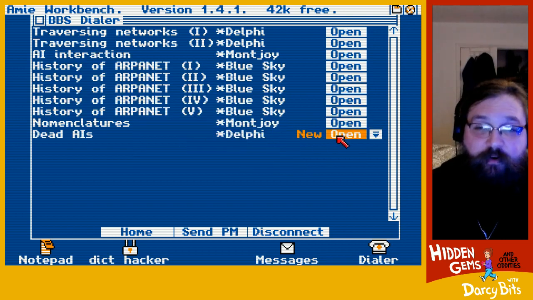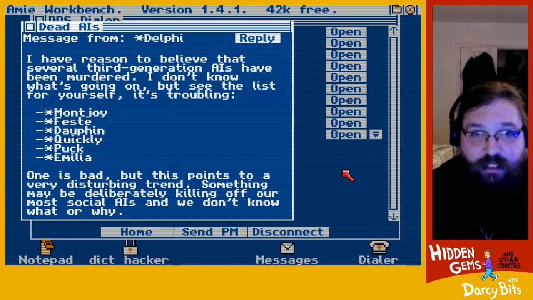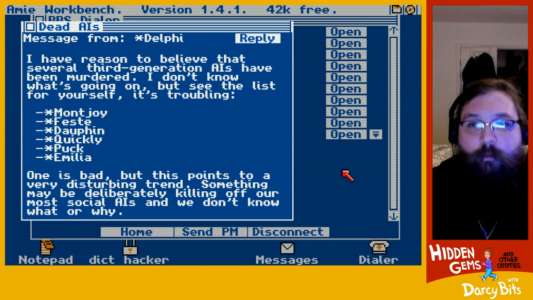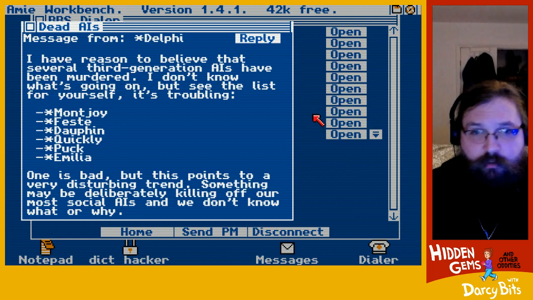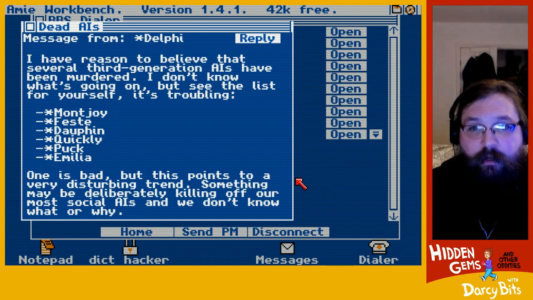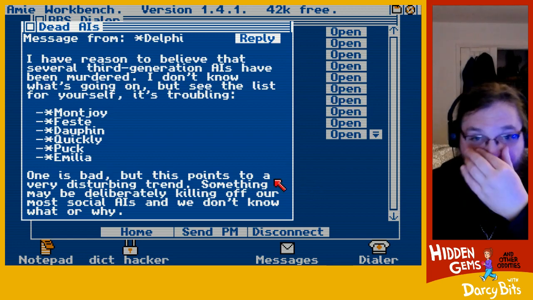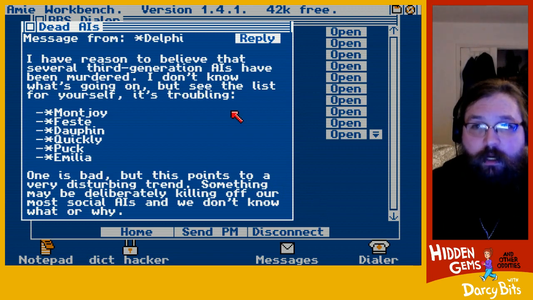Dead AIs. I have reason to believe that several third-generation AIs have been murdered. I do not know what is going on, but see the list for yourself. It's troubling. Montjoy, Festi, Dauphin, Quickly, Puck, Amelia. One is bad, but this points to a very disturbing trend. Something maybe deliberately killing off our most social AIs, and we don't know what or why.